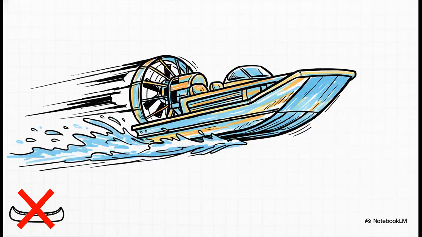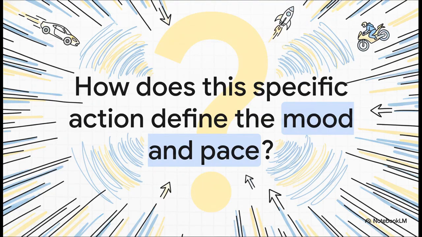Now, a setting is just a backdrop until you add some action. And the action here is riding an airboat. Now, think about that. This isn't some peaceful, quiet canoe trip. An airboat is loud, it's fast, it's powerful. It injects all this energy and speed and, honestly, a sense of thrill into the whole scene. And this is exactly how the action defines the story's mood. It tells us this is not a quiet moment of reflection. Nope, this is a dynamic, thrilling, forward-moving adventure. The pace of the story is literally being set by the speed of that boat.